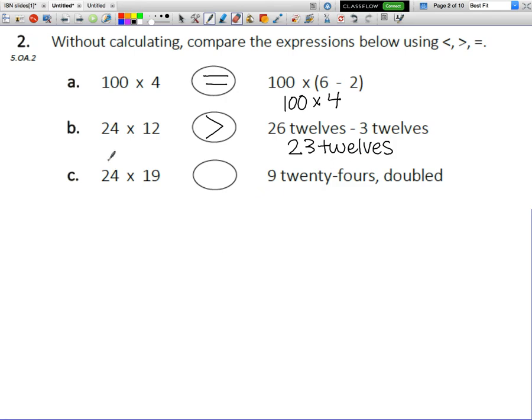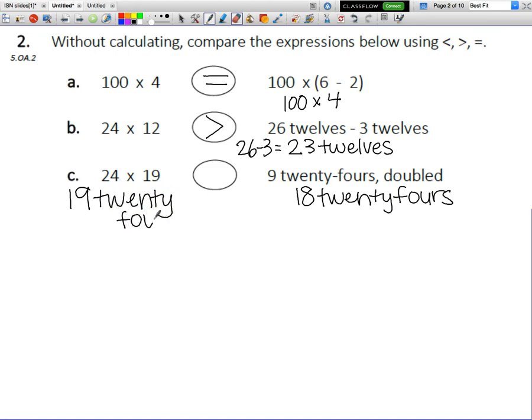So then here we have 24 times 19. So I can look over here and see my unit is 24s. So I'm looking at 19 groups of 24 right here. But here I'm looking at 9 24s. And 9 doubled equals 18. So this is actually 18 24s. Here we can put 26 minus 3 equals 23. Okay, so this is the same thing as 19 24s. And 19 24s is greater than 18 24s.